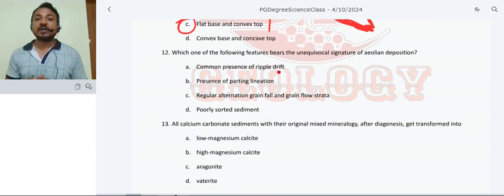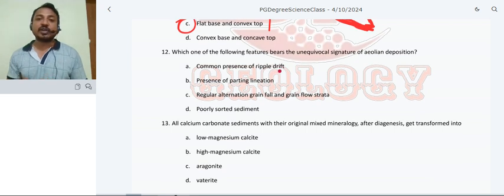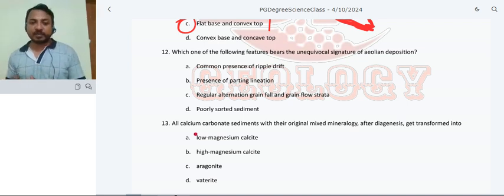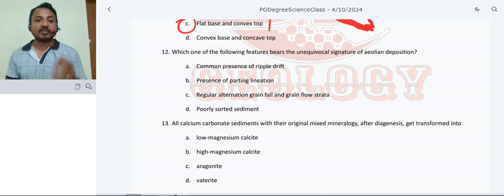Which one of the following features bears the unequivocal signature of aeolian deposition? First, common presence of ripple drift. Ripple drift is a most important characteristic of alluvial condition. Then presence of parting lineation. Parting lineation also represents flow velocity, related to alluvial condition. Then regular alternation of grain fall and grain flow strata. These are large scale tabular cross strata. They show alternating finer and coarser grain conditions.